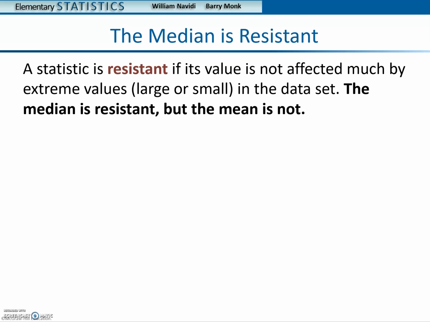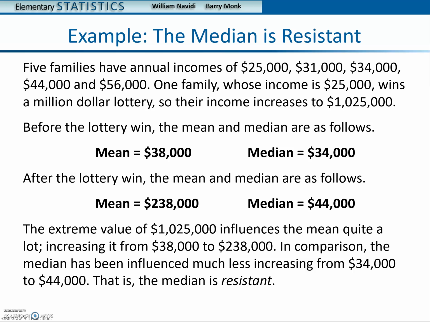A statistic is resistant if its value is not affected much by the extreme values, meaning large or small. The median is resistant, but the mean is not. So as an example of what they mean by this, they're showing 5 families have annual incomes of $25,000, $31,000, $34,000, $44,000, $56,000. One family whose income is $25,000 wins a $1 million lottery, so their income now is $1,025,000. Before the lottery win, the mean and the median were as follows.